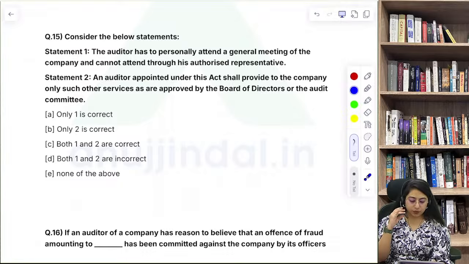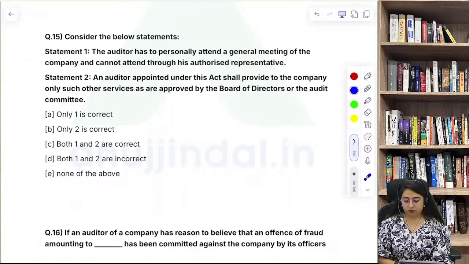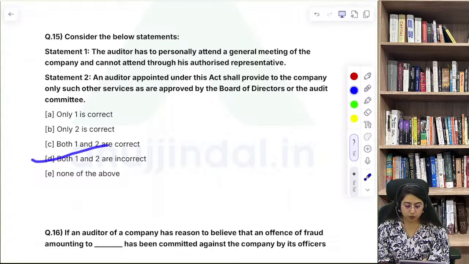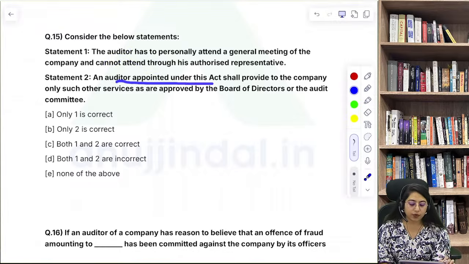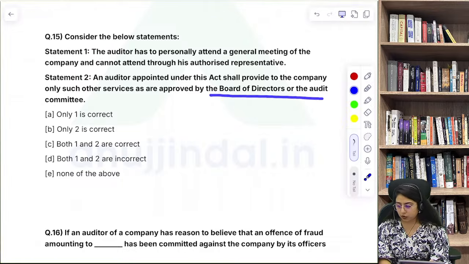Okay, so for question number 15, the right answer over here is not B but D. Both the options are incorrect. The auditor has to personally attend the general meeting of the company and cannot attend through his authorized representative. No, he can attend through his authorized representative. There is no such restriction for an auditor. The auditor appointed under this act shall provide to the company only such other services as are approved by the board of directors or audit committee.